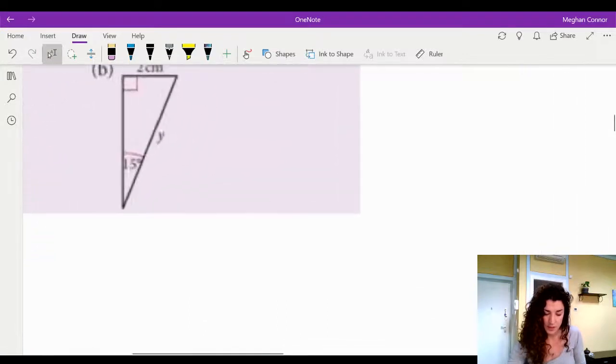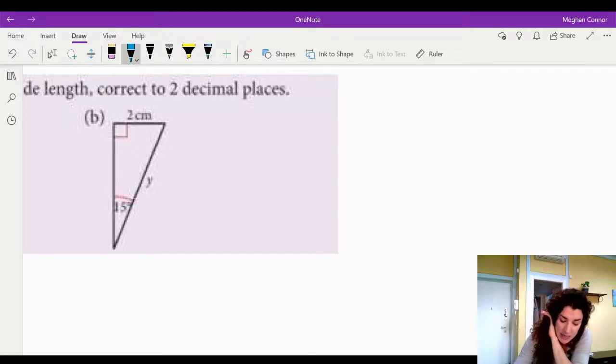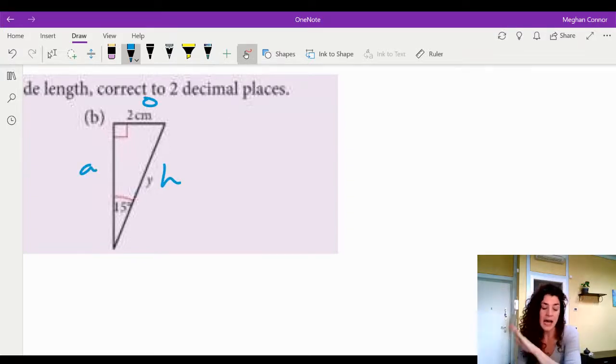Next one. We just want to solve for y. We have 15 degrees. I'm going to really quickly label my relationships of those side lengths to the angle I've been given. I'm going to label my hypotenuse first, and then I'm going to label my opposite, and then I know that the leftover is adjacent. I have an opposite. I want to find the hypotenuse. So O and H is going to be sine.